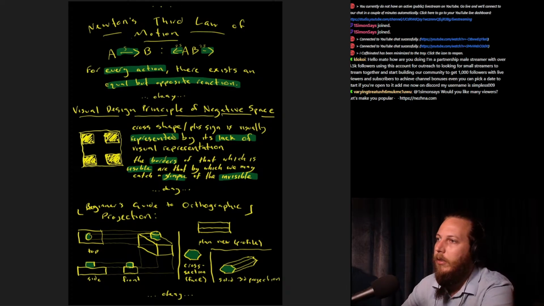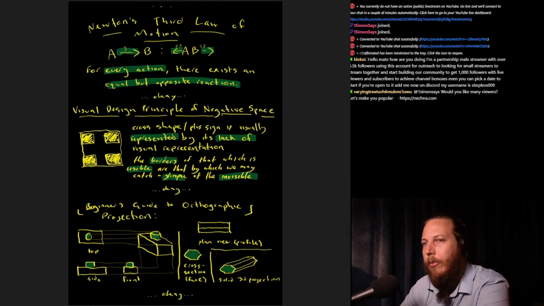So we can say that the cross shape or the plus sign is visually represented by its lack of visual representation, or the borders of that which is visible are that by which we may catch a glimpse of the invisible. And I'm going to have a little beginner's guide to orthographic projection.